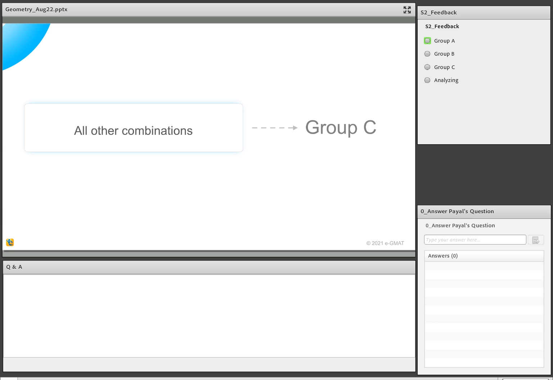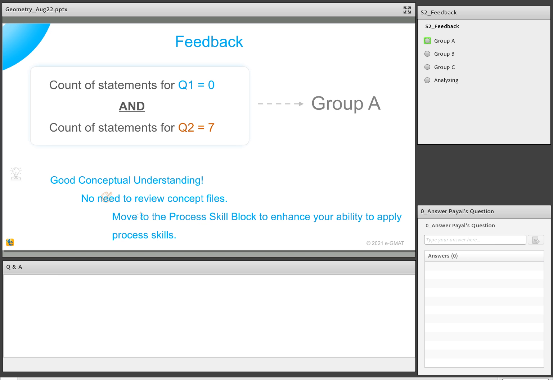So basis which group you belong to, let me give you feedback on what would be your next steps. Now, if you're a student who belongs to group A, by that I mean you did not mark anything in the first question and marked all 7 in the second question, your conceptual understanding is really good. You do not need to review the concept files. However, you definitely need to go through the process skill block to enhance your ability to apply these process skills and the concepts that you already know of, right? This is for group A.